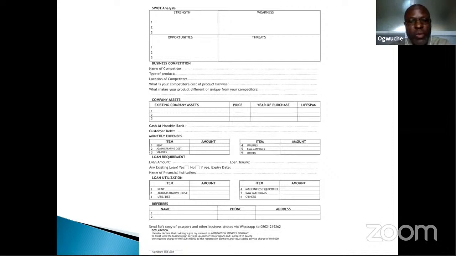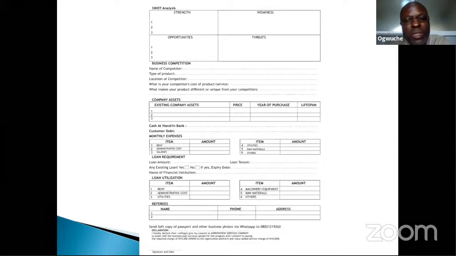Type of products, of course, all poultry farm products. Product types are either chicken meat or eggs. Those are the two main outputs from a poultry business. Okay, location of the competitor, of course, it has to be within your own environment, within your own community.